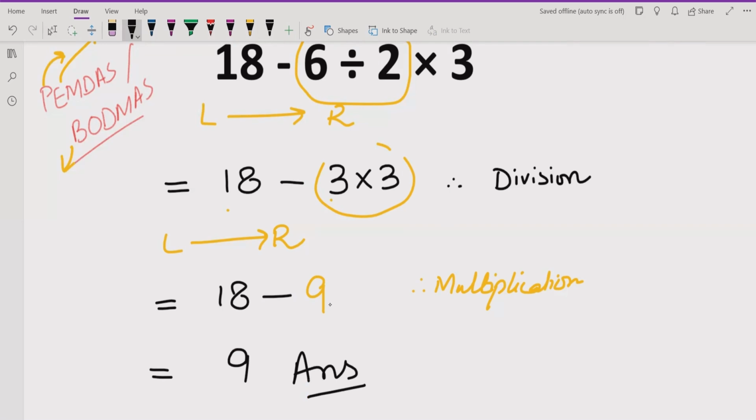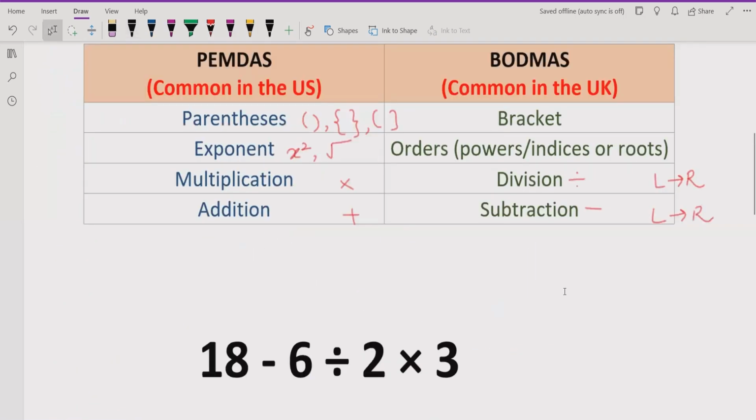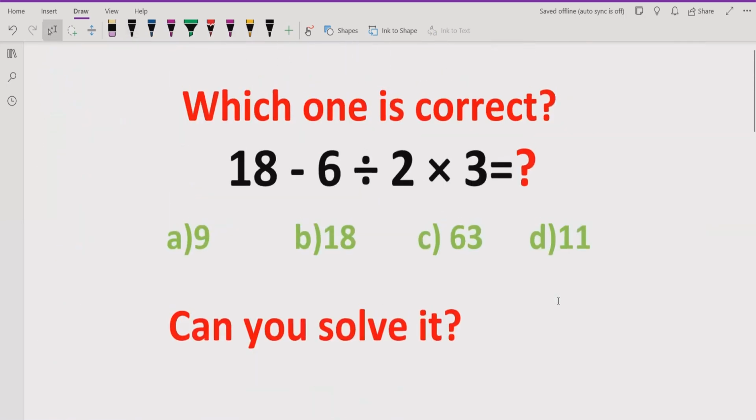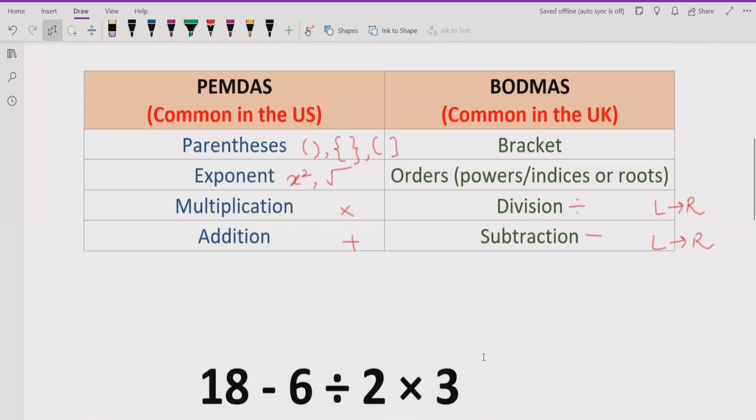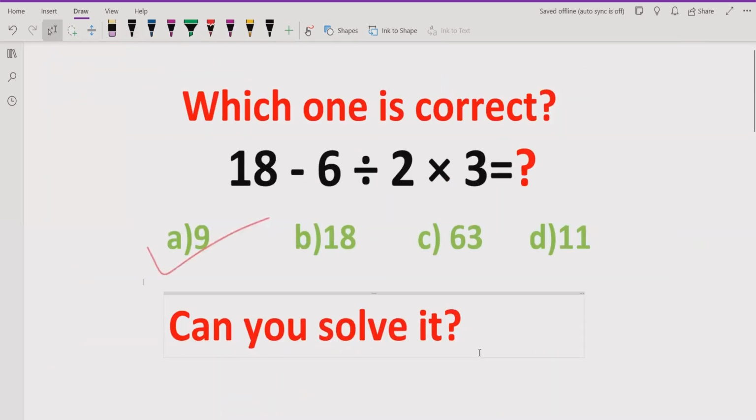I hope you understand how you can get the correct answer as per the rule of BODMAS and PEMDAS method, and you can get the wrong answer if you do not follow this rule. So the correct answer is A, not B. I hope you understand the rule.